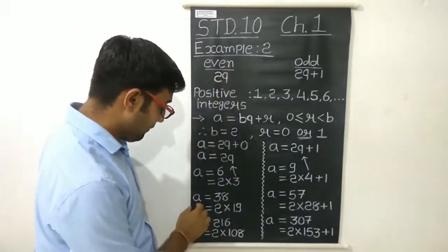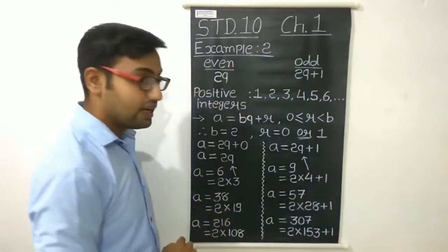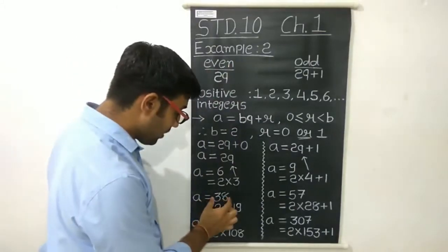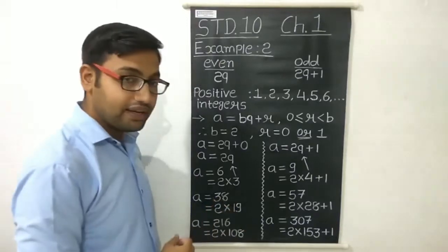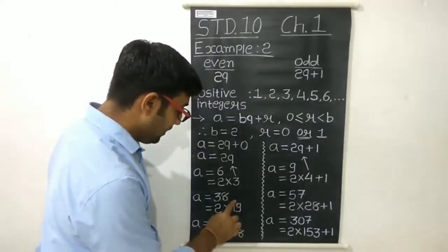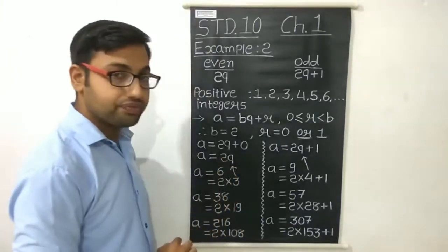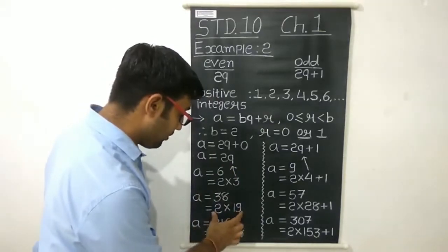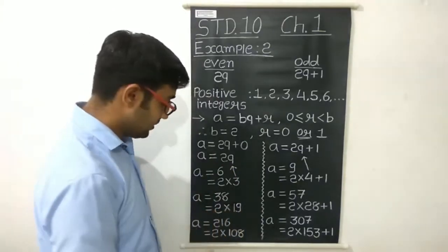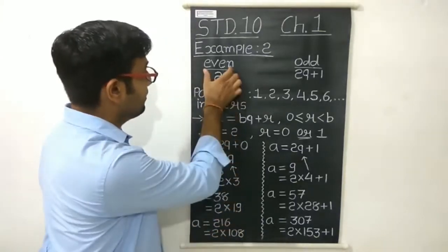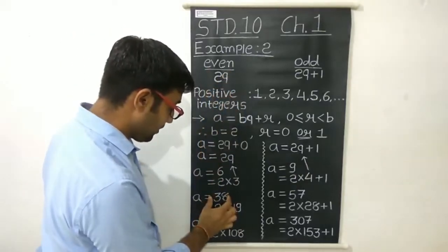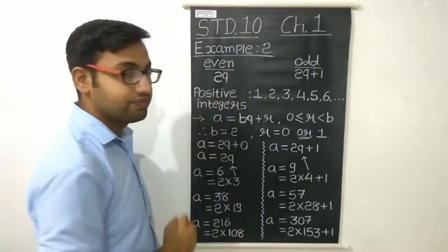Take one other example. Let's take a is equal to 38. We can write 38 as 2 multiplied by 19. What is 19? 19 is a q. So this is of the form 2q. Yes, 38 is an even number, and we can represent 38 in the form of 2q.